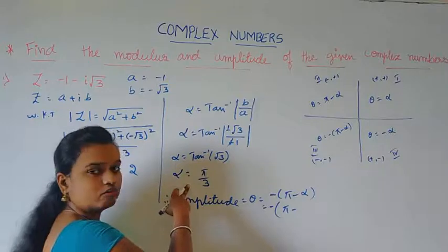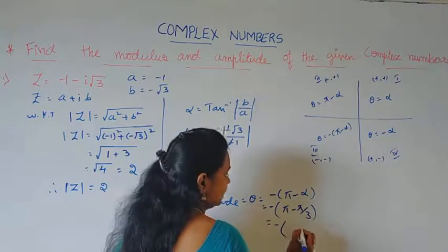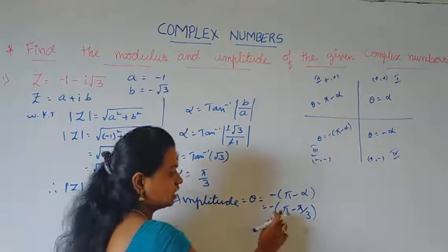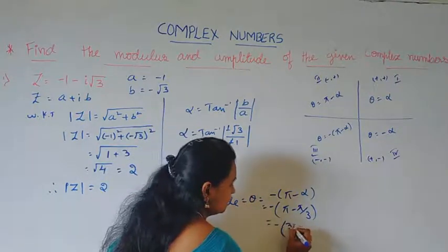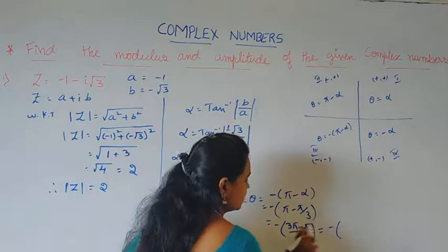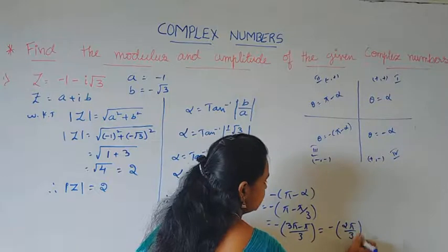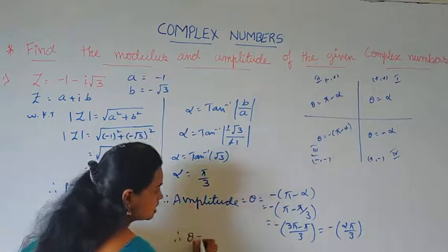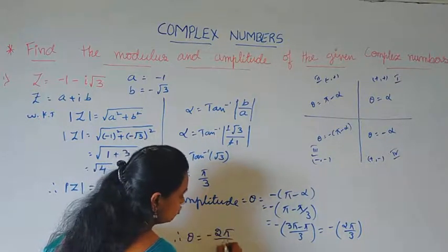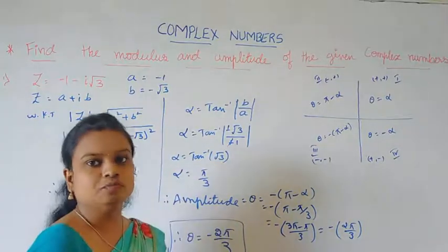What is the value of alpha? Pi by 3. So that is equal to minus, take the LCM, it becomes 3 pi minus pi by 3, or it is equal to minus, 3 pi minus pi means 2 pi by 3. Therefore theta is equal to what? Minus 2 pi by 3. This is our argument or amplitude.